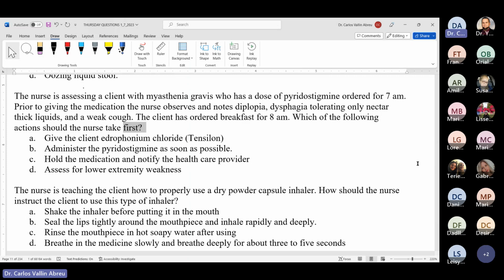B, C? B as in boy. Yes, B as in boy. How is the pyridostigmine given? In tablets or injections? How is it given?